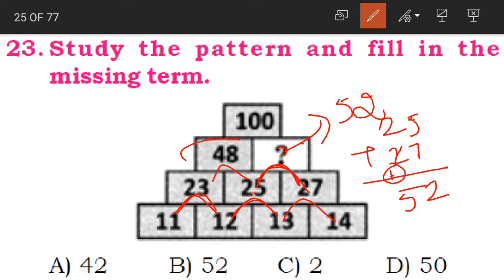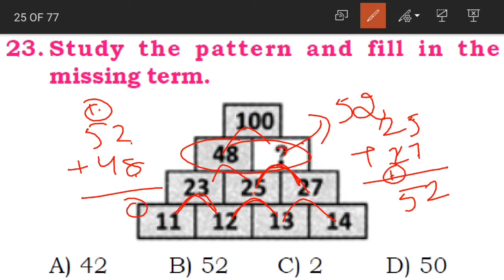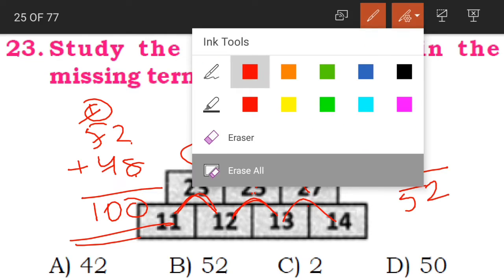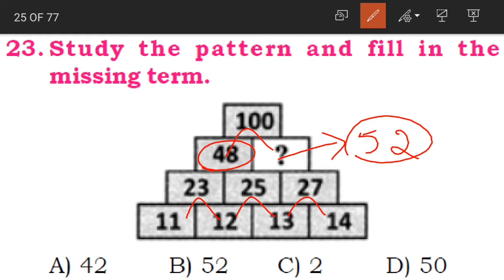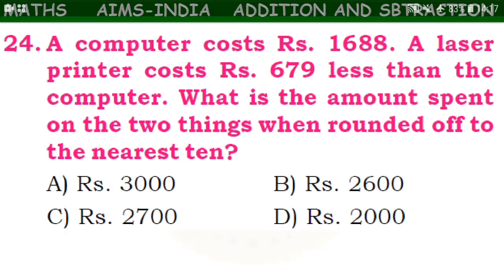What is our missing number, children? 52. Now when we add these two numbers, we should get 100. 52 plus 48. 2 plus 8, 10. 5 plus 1, 6. 6 plus 4, 10. 100. Yes, children, how did we do this? When we add the below two numbers, we will get the upper number. We also checked our answer, right? When we add 48 and 52, we are getting 100, which is on the top. So what is our correct answer? Option B, 52. Clear?